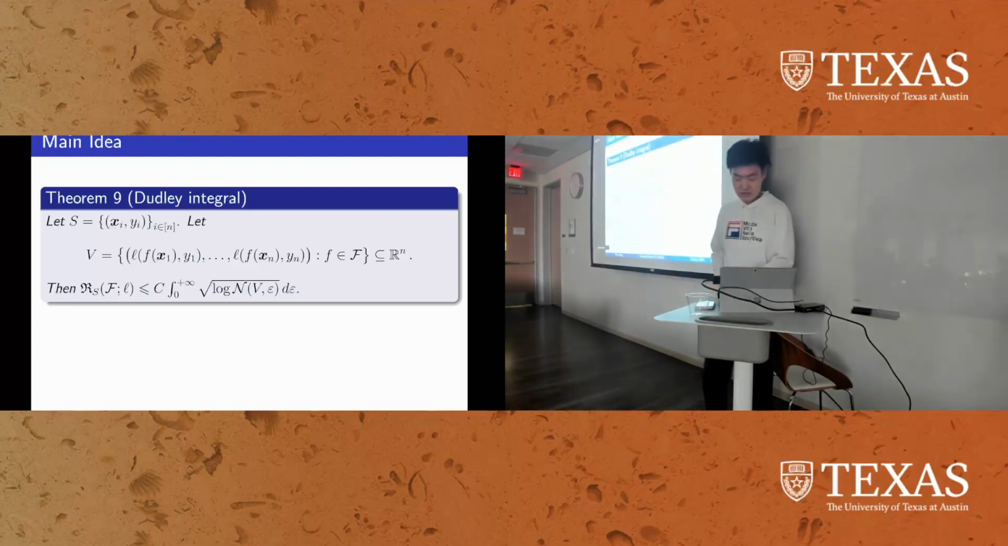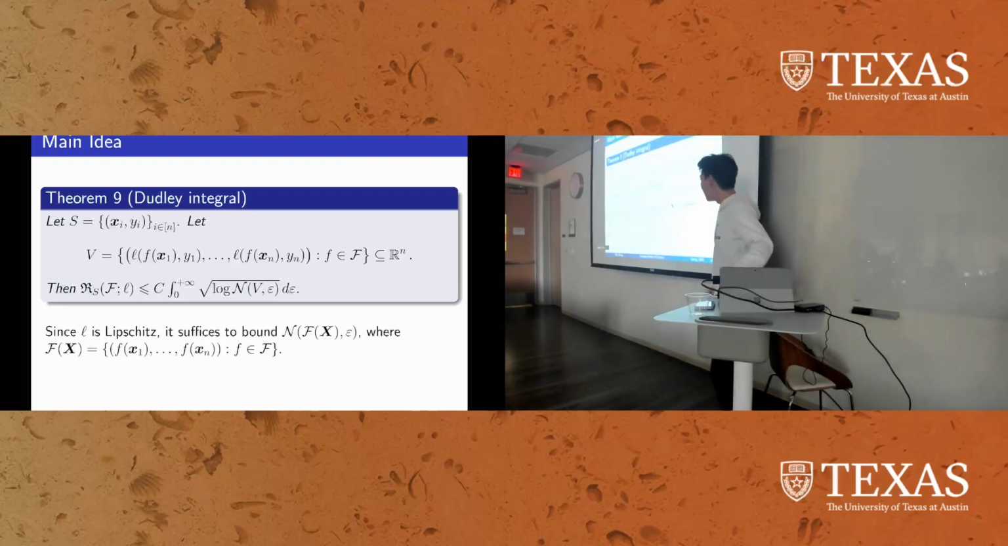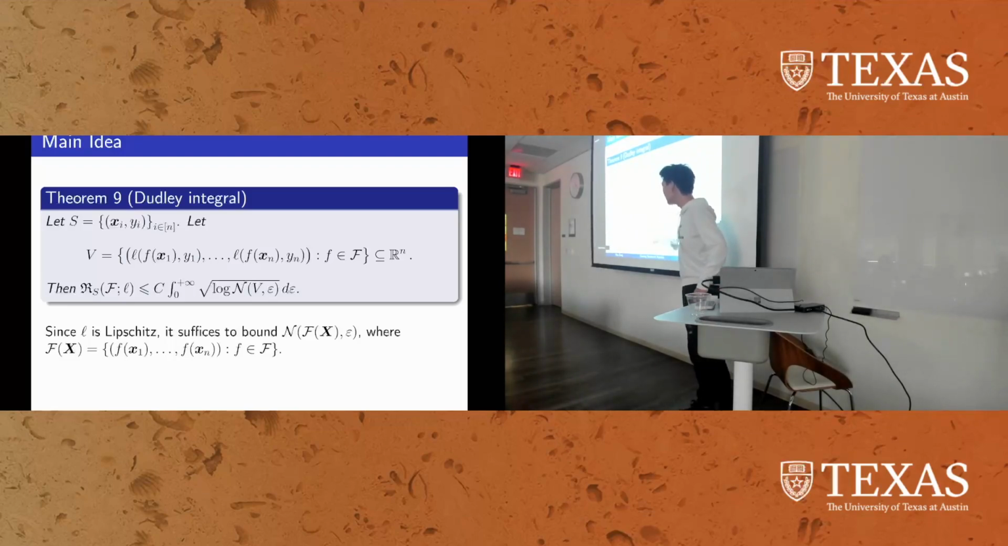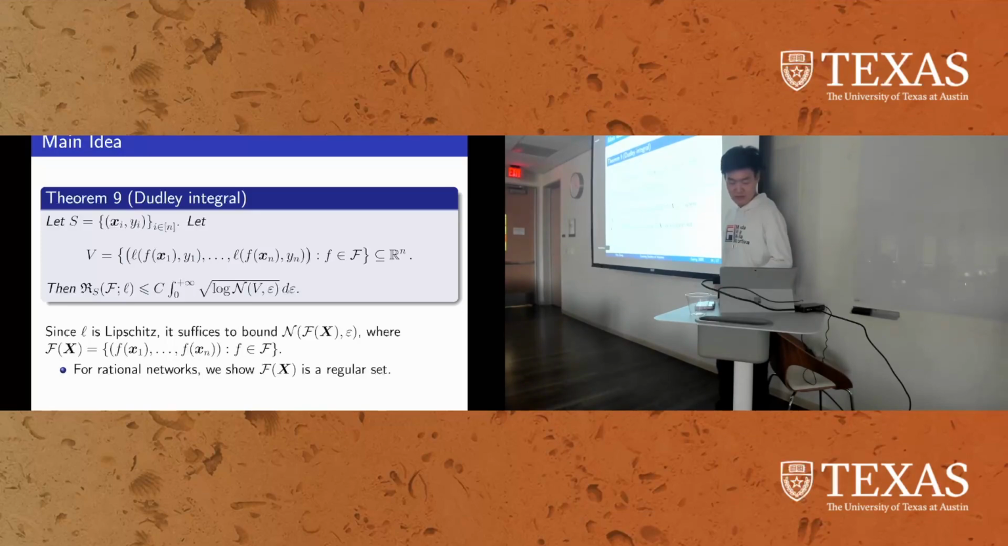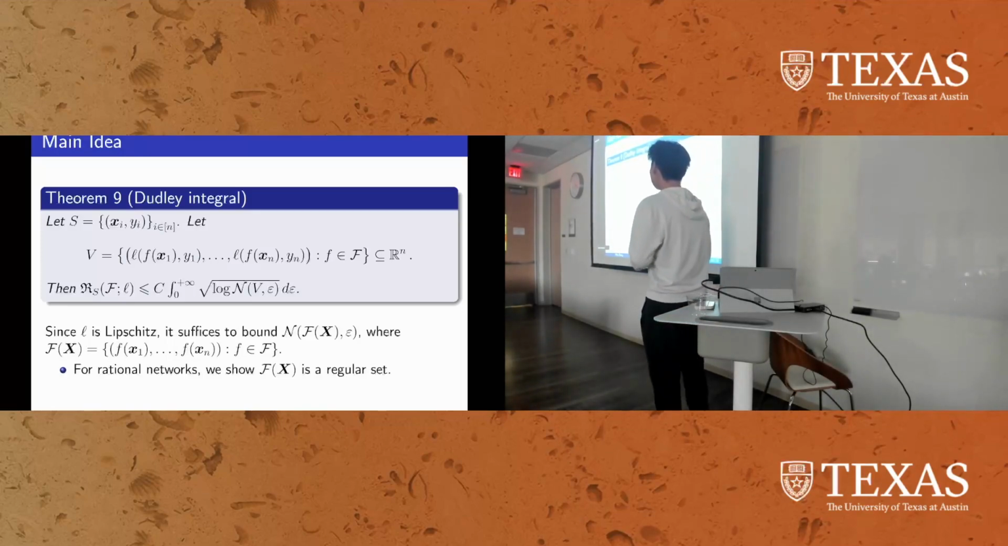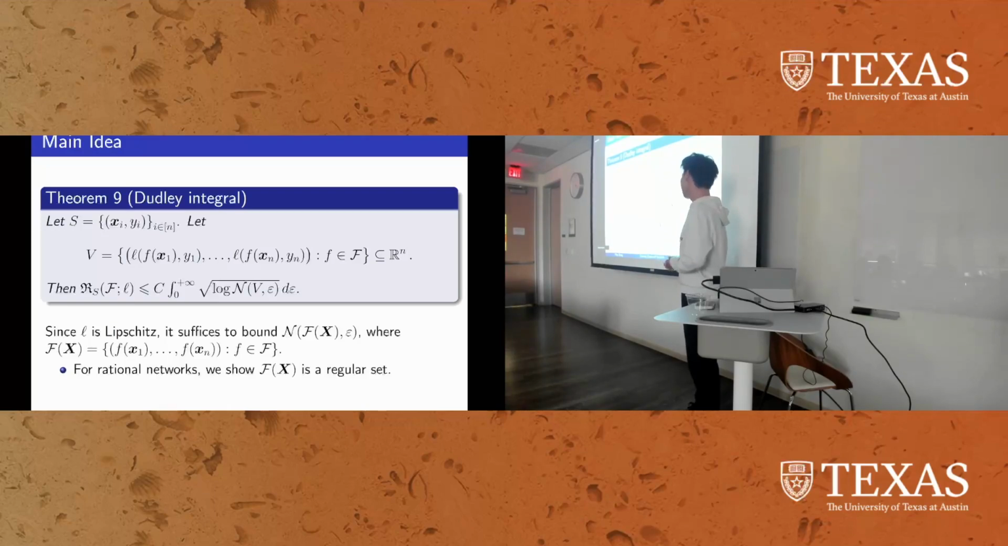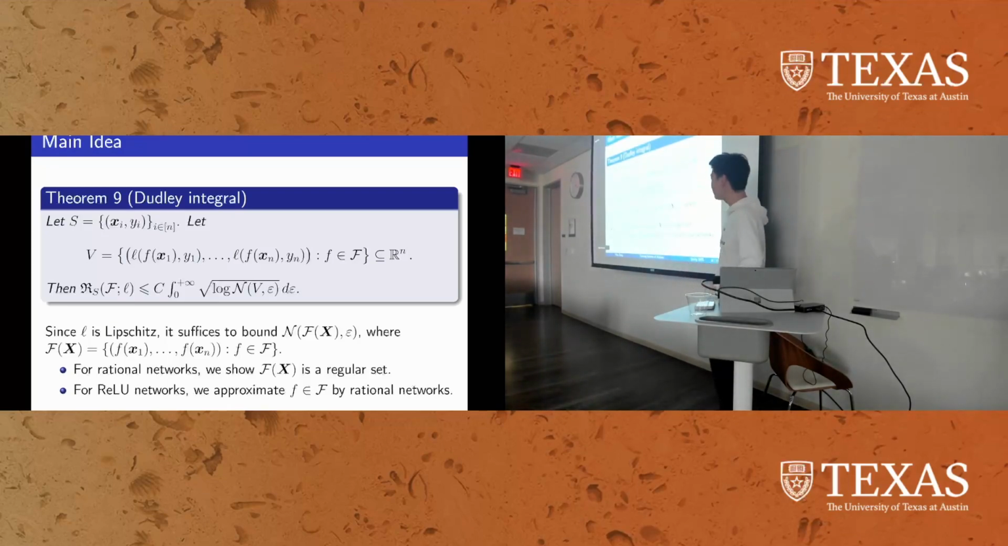So how are we going to do this for neural networks? Because L is Lipschitz, the covering number is preserved by forwarding your set through L, and I only need to control the covering number of this set Fx. When F is the set of rational networks, I will show this Fx is actually a regular set, and I control the Kolmogorov n-width of my regular set, and therefore my theory gives me a covering number bound. When F is actually ReLU networks, I will approximate these ReLU networks by a rational network, and therefore I can go back to the first problem and apply my result on rational networks to control the generalization error.